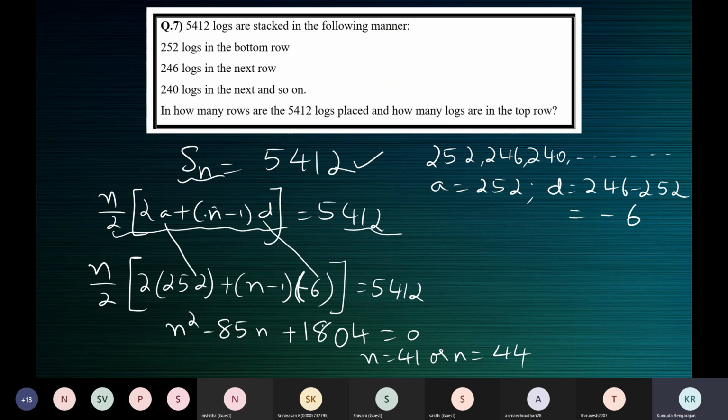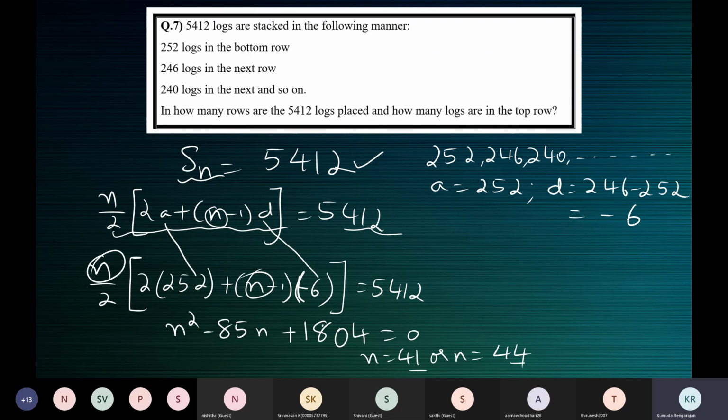We don't know the value of n. That's what we're finding. So on simplifying this, we will get a quadratic equation in n. These are the two values of n. So both are acceptable. That is, n is equal to 41, 41 rows. 5,412 logs are placed in 41 rows, or 5,412 logs are placed in 44 rows. Both are correct. Meaning you can accept both the answers.